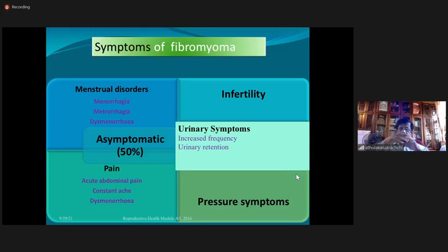And if the fibroid is at the origin of the tube towards the cornual end, at that point it can interfere with tubal patency. So that's the kind of thing that might lead to infertility when they have fibroids. That's why I said the relationship is not very clear.